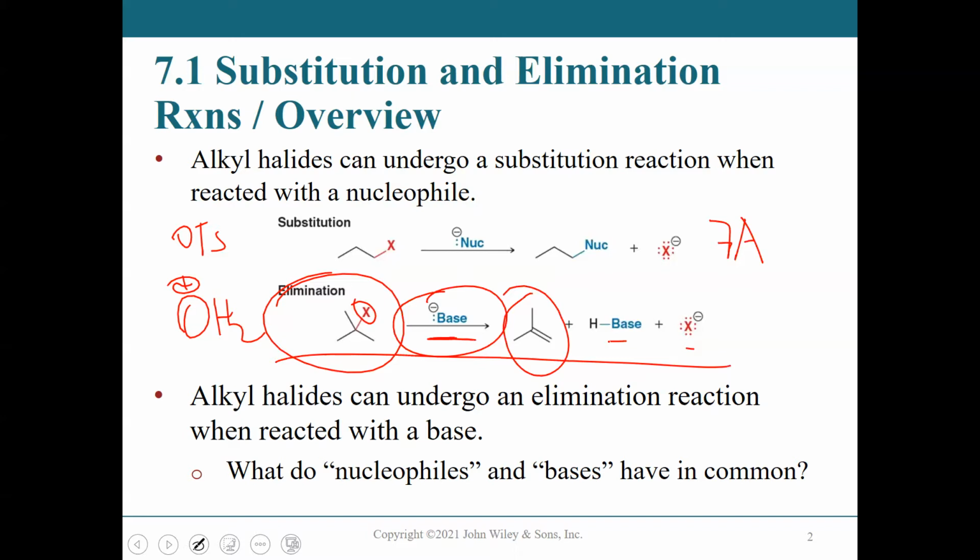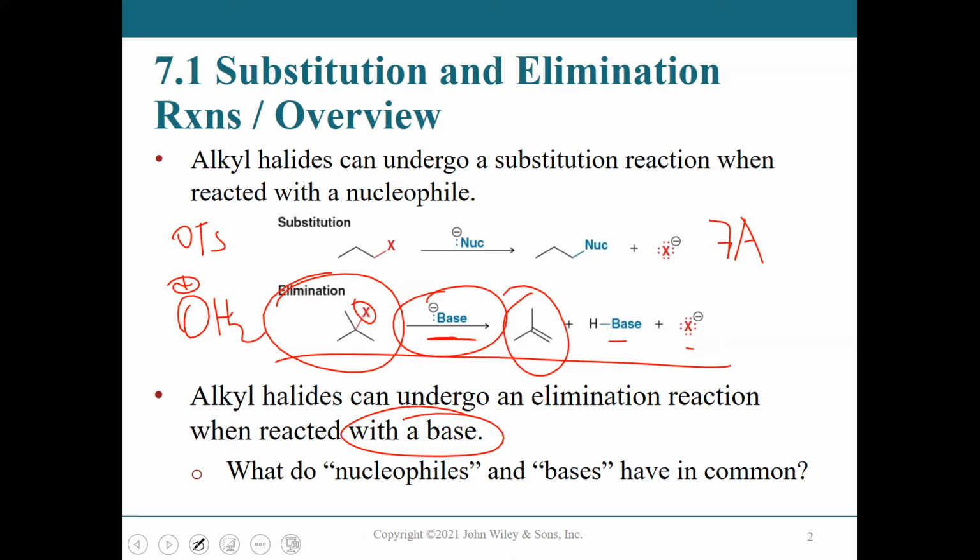Okay, so alkyl halides can undergo an elimination reaction when reacted with a base. Now, whether it reacts as a base really depends on the scenario, and that's why we are dividing. We are lucky that in this course we're separating 7A from 7B, because normally you would have to look at the molecule and say, oh, in this case, I think OH behaves more as a nucleophile, or it behaves more as a base, right?